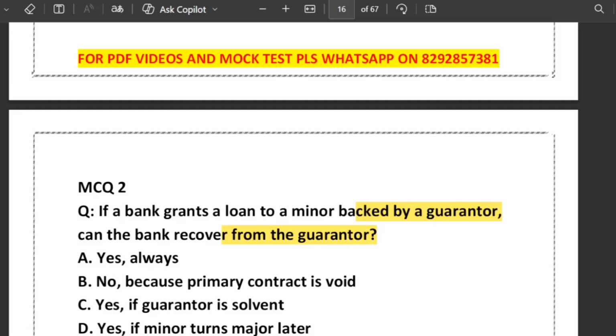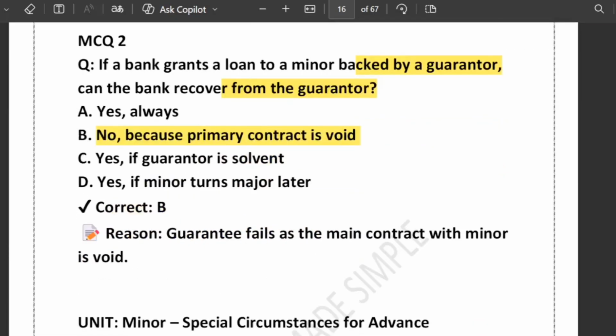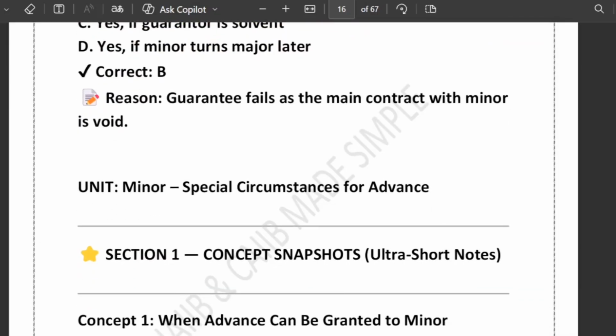Can the bank recover from the guarantor? Option A, yes, always. Option B, no, because primary contract is void. Option C, yes, if guarantor is solvent. Option D, yes, if minor turns major later. In this particular case, the answer is no, because primary contract is void. How can bank recover from guarantor? No, not possible. So I hope these two things are crystal clear right now.